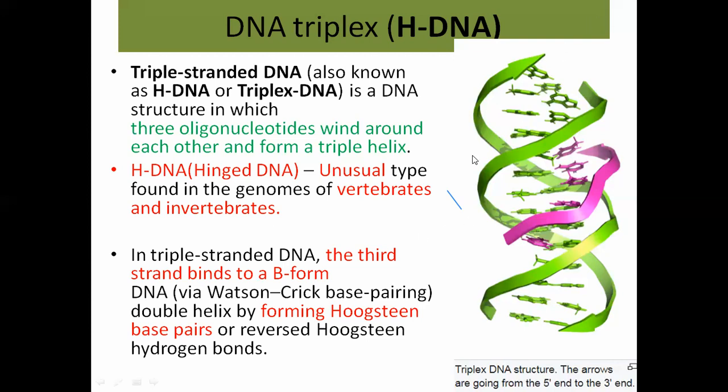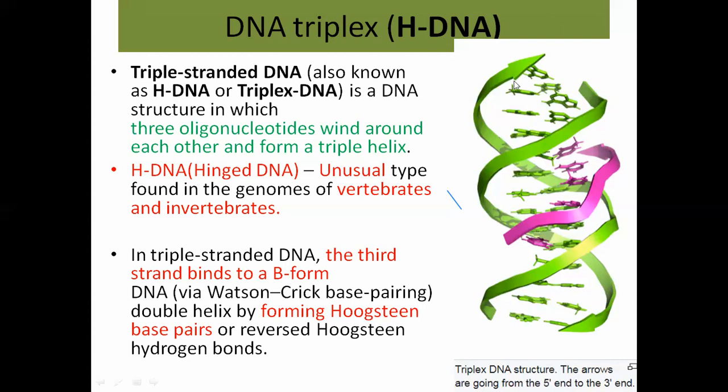And here, in the triple-stranded DNA, these two green colors are double-stranded DNA, and this violet color is the third strand, isn't it? And this third strand binds to the B form of DNA by forming Hoogsteen base pairs or reversed Hoogsteen hydrogen bonds. We will discuss what Hoogsteen base pairs are. Just remember this term. It's very important.